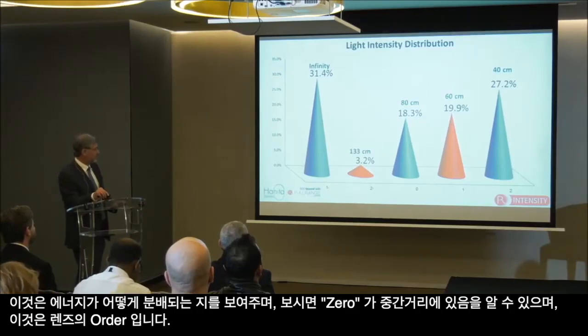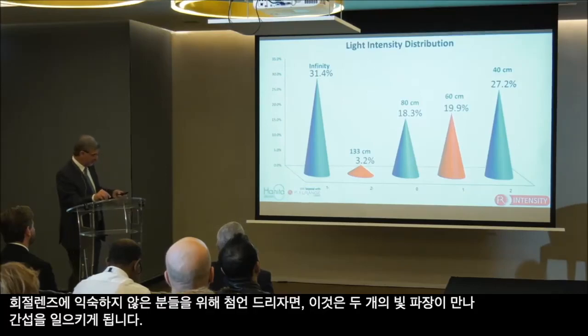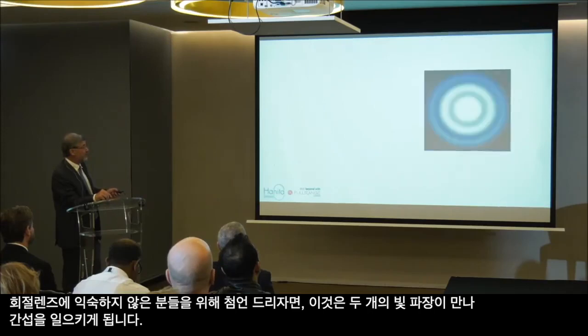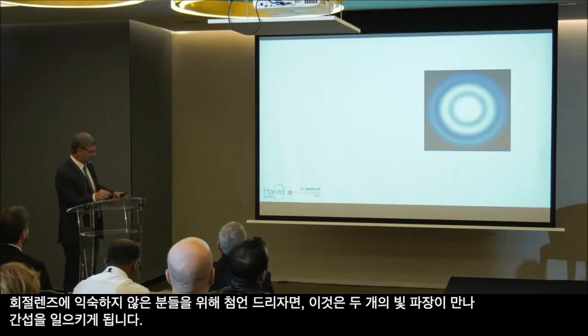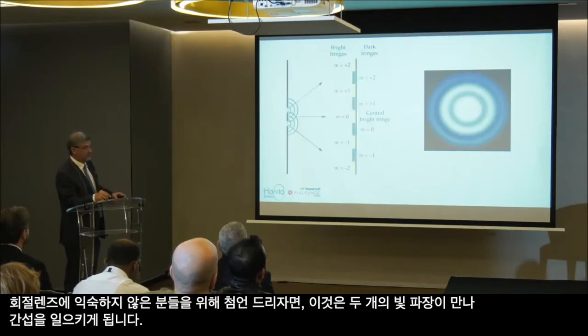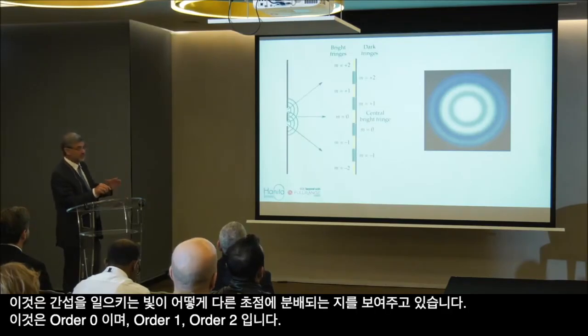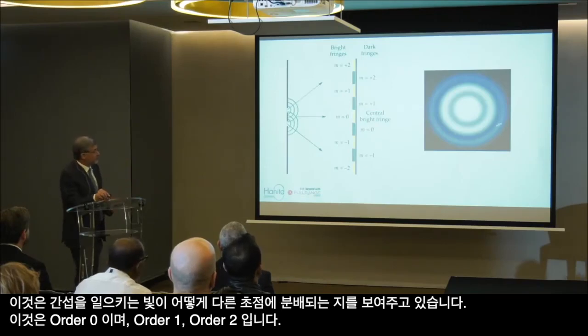And now, as you see here, the number 0 is the order of the lens. Let me say a word for those who are not familiar with diffractive optics. If you have 2 waves of light getting together, they cause what we call interference, and this is how the light is distributed to different foci. So this first one is order 0, this is order 1, and this is order 2.